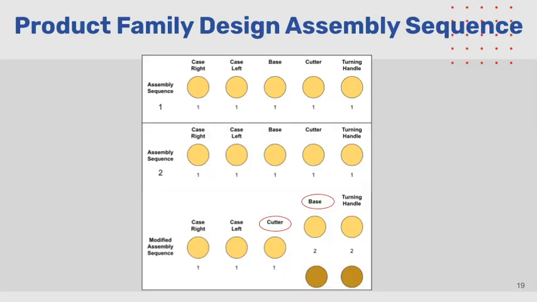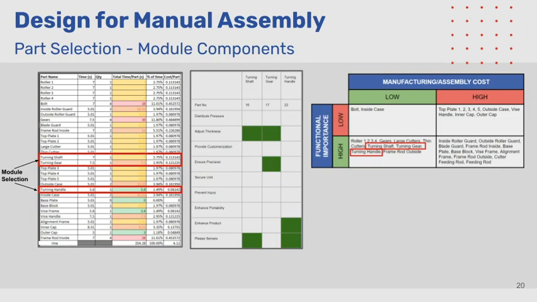Here is our product family design assembly sequence. This is how the design assembly varies between the original and modified assembly sequences. The modified assembly sequence utilizes the same first three steps before diverging for base and handle assembly. For the module components, we chose the turning shaft, turning gear, and turning handle. These components are used to flatten the dough into uniform sheets. Their function is to adjust thickness, ensure precision, enhance the product, and please senses. Although the manufacturing cost of these components is relatively low, they can be redesigned to reduce assembly time and improve the overall function of the pasta maker.